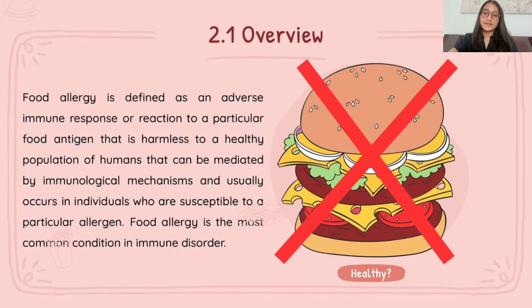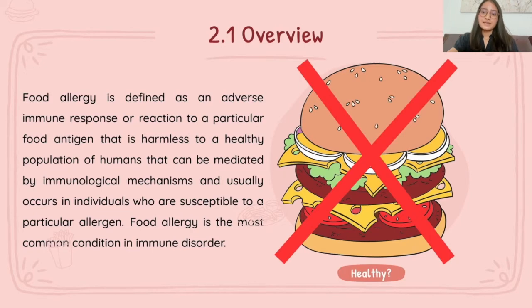My name is Luh Wina Saraswati with the last 3 digits of student ID number 142. Now I will continue to explain chapter 2 content, in the first part, the overview. Food allergy is defined as an adverse immune response or reaction to a particular food antigen that is harmless to a healthy population of humans, that can be mediated by immunological mechanisms and usually occurs in individuals who are susceptible to a particular allergen. Food allergy is the most common condition in immune disorders.